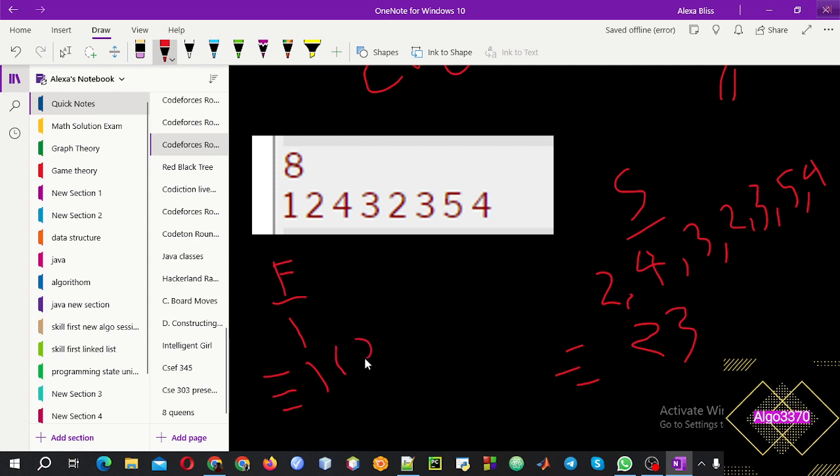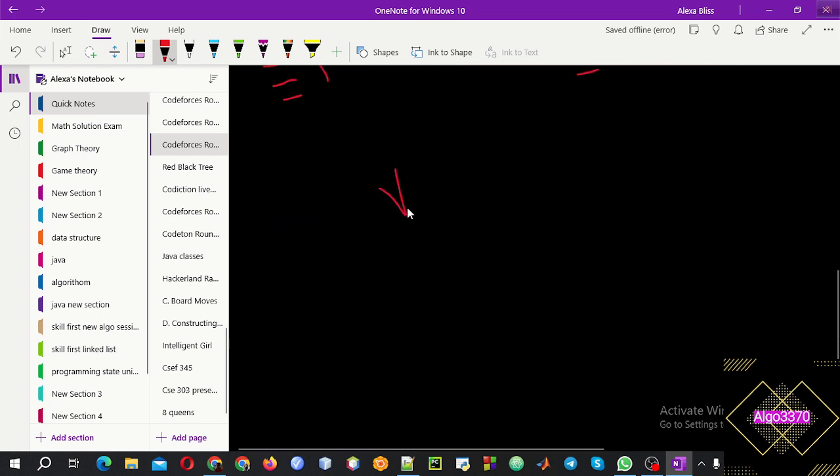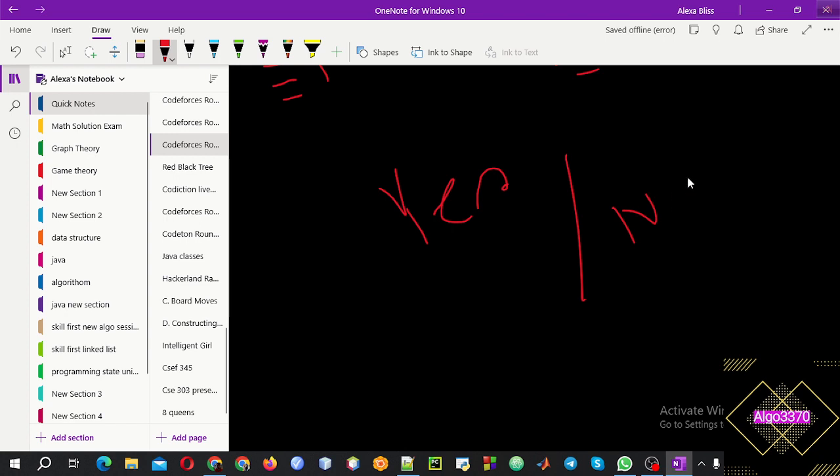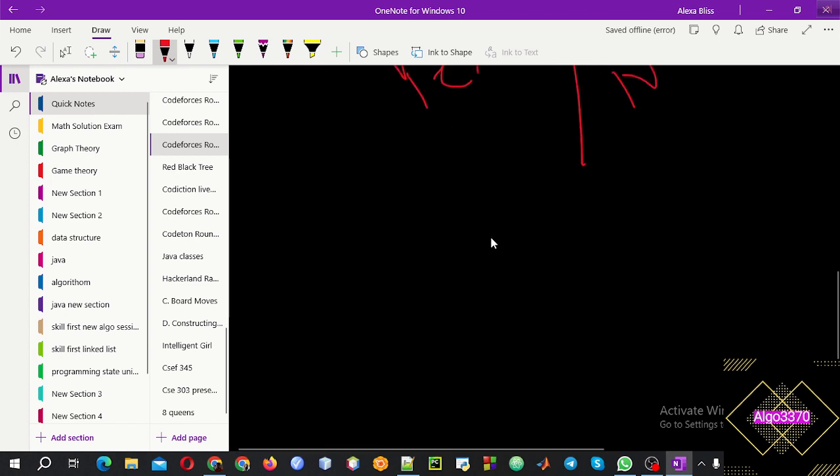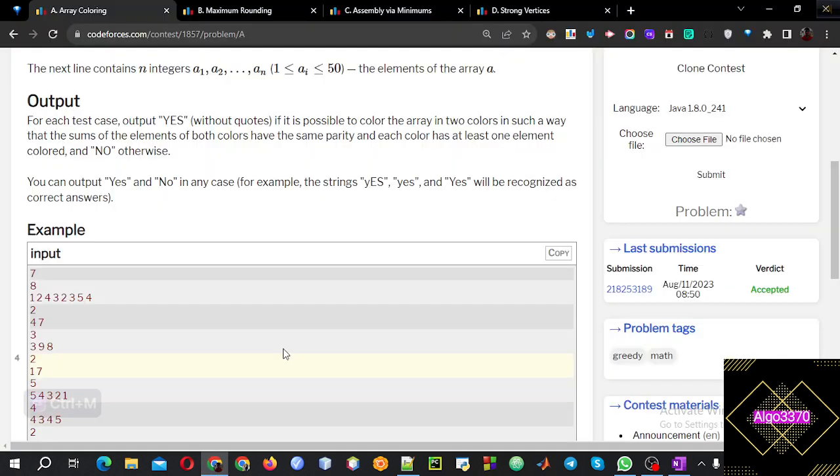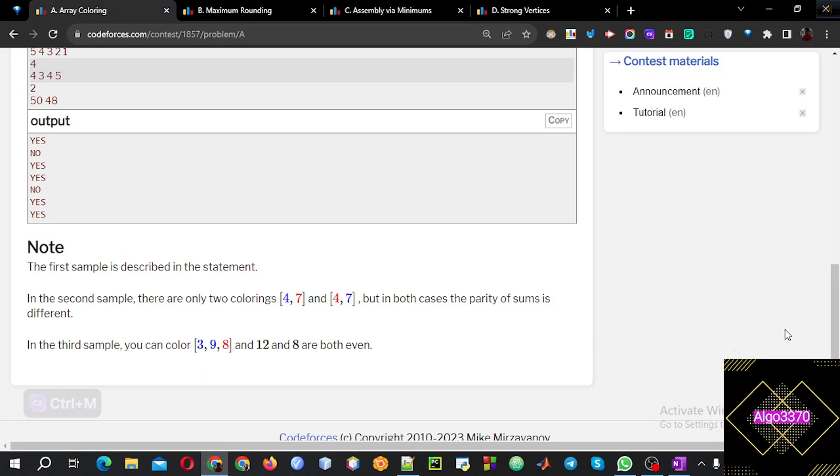What is the parity of this first portion's summation? That is odd. And what is the parity of the second portion? That is also odd. That means this satisfies our condition. If this condition is satisfied, we will print yes, otherwise we will print no. This is the main requirement, the main view of our problem. Let's solve another example.